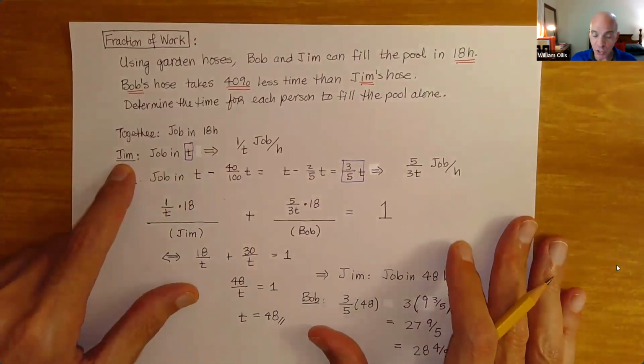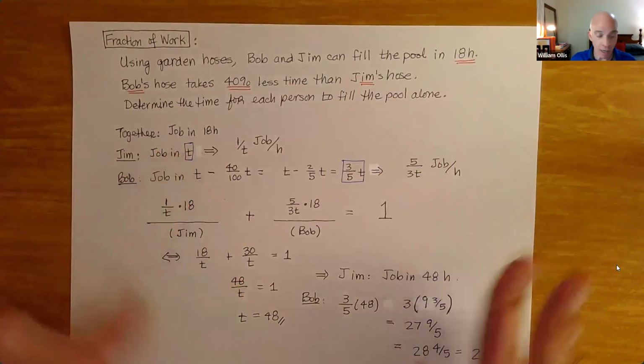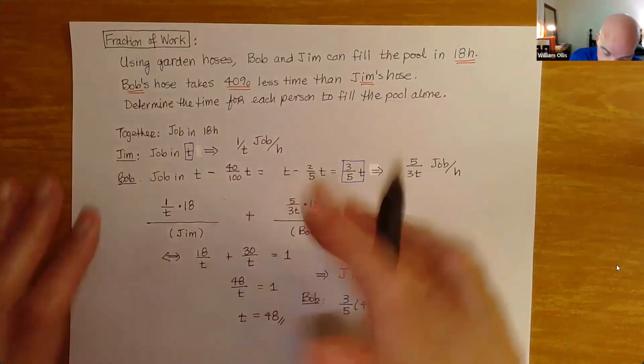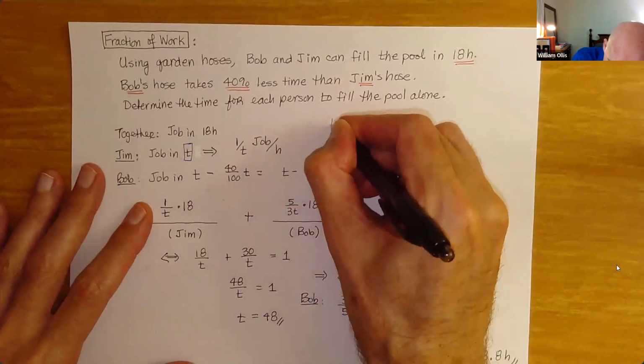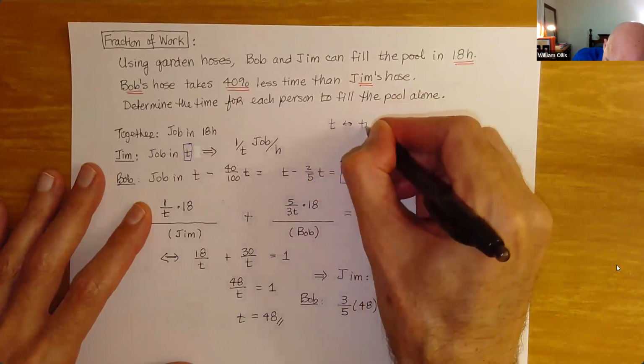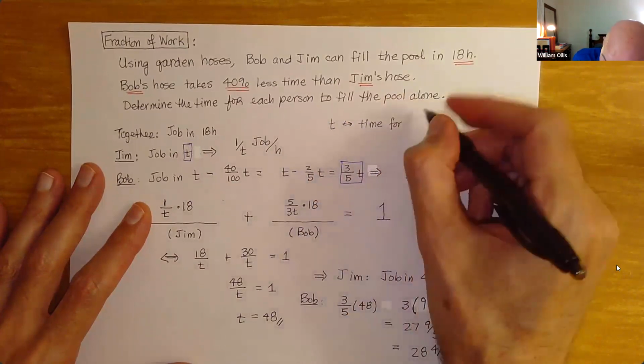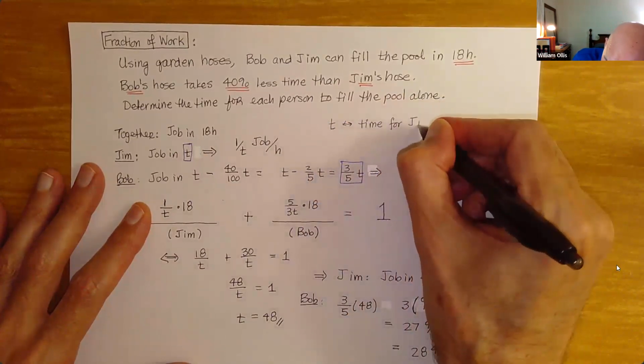Well, we can say Jim, we can say job in T hours. So T is the unknown. So what we can say is T will represent time for Jim. And we'll just say that with the hose filling. So time for Jim.